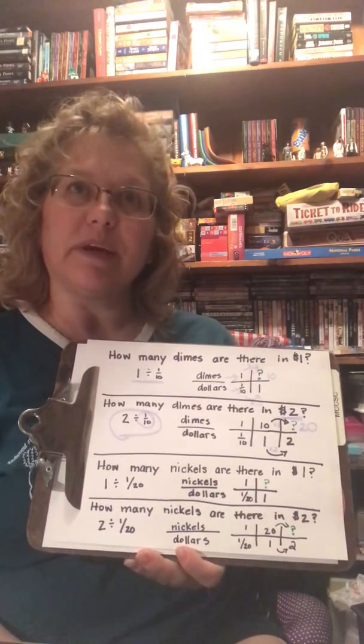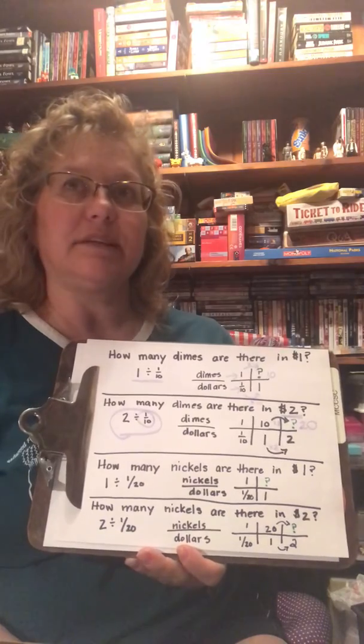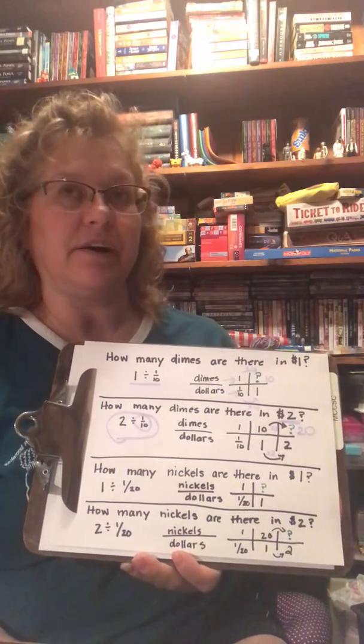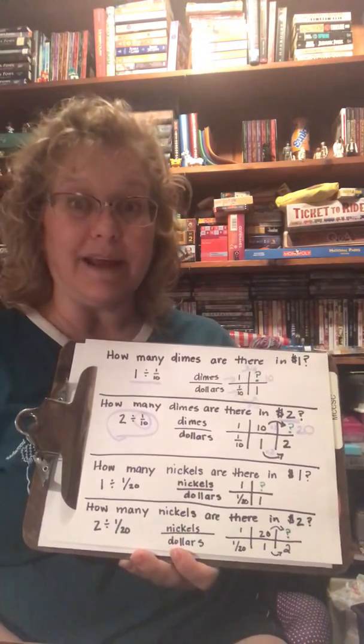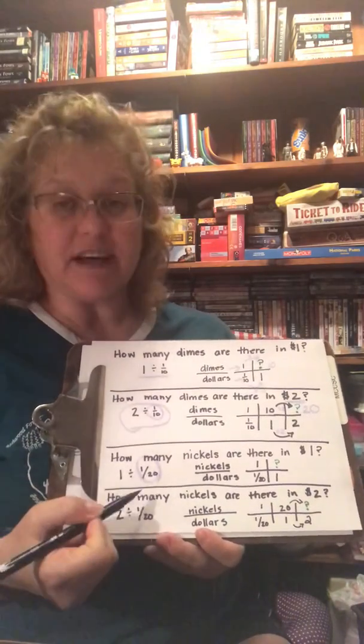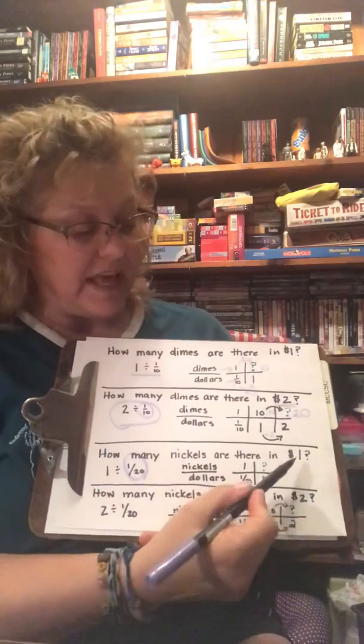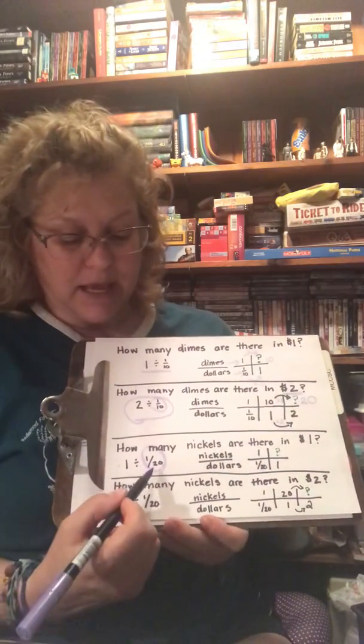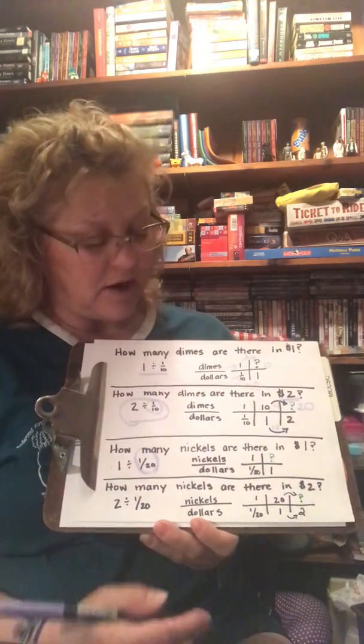5 times 2 equals 10. And if I need it to be a dollar, it's like 100, so 5 times 20, right? So I know that a nickel is actually 1/20th of a dollar, and that's what they want to know. In a dollar, how many 1/20ths are there?